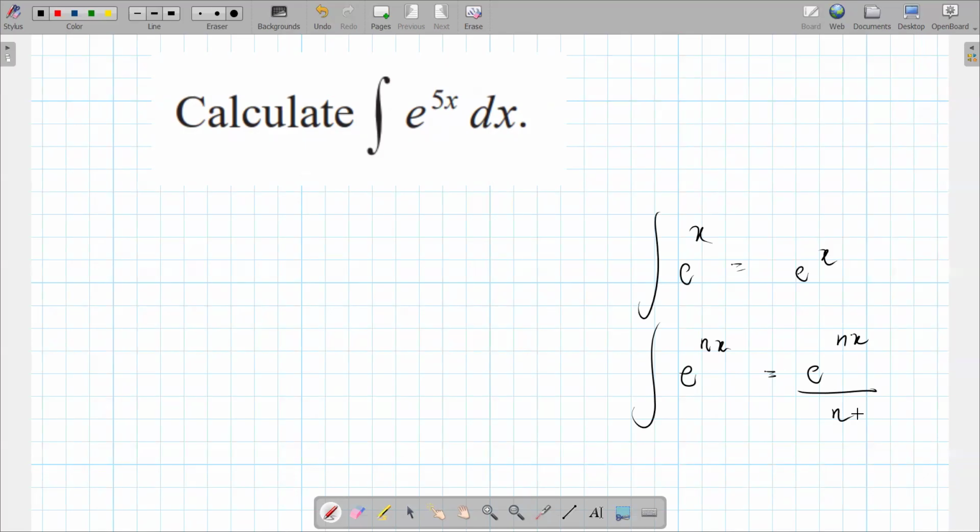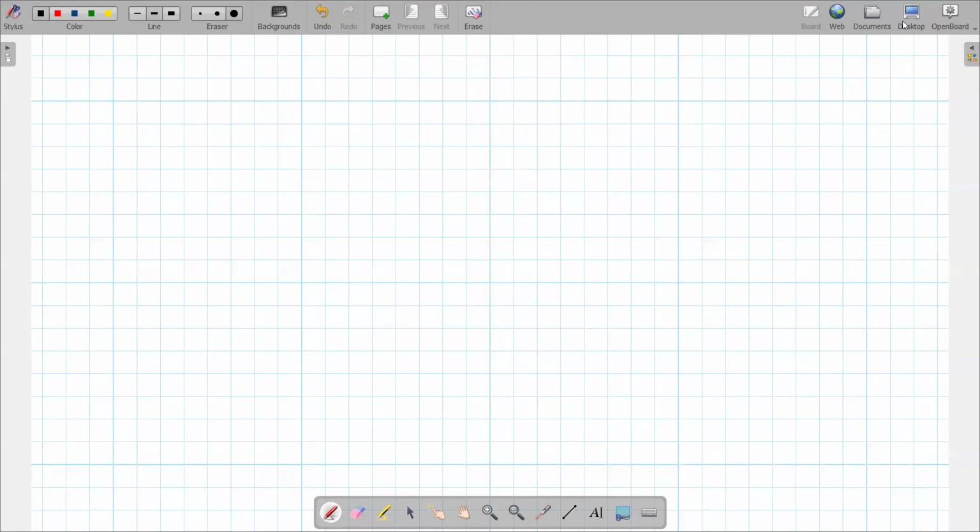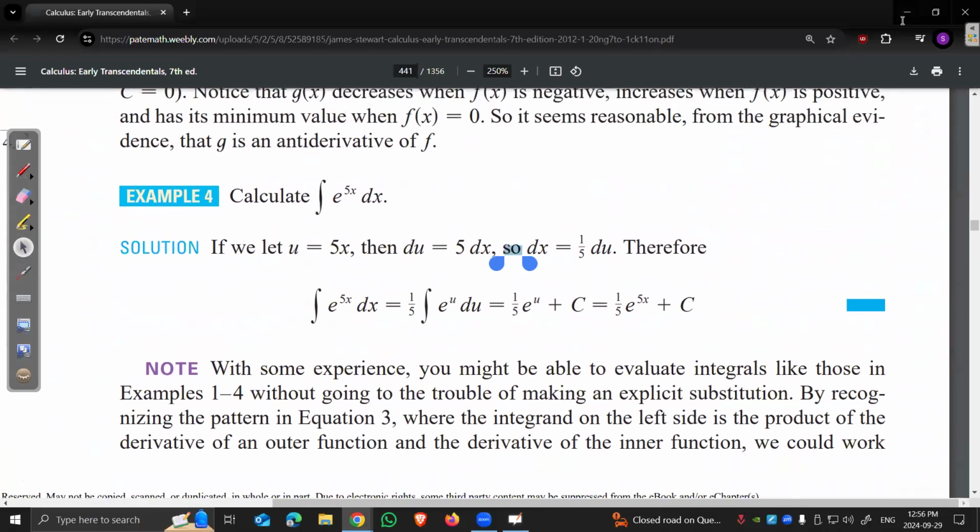So what's the integral here? It's e to the 5x over 5. That's it. Plus c, done. You don't really have to do a u substitution. I'm sure the book does it, but there's no need to do it here.